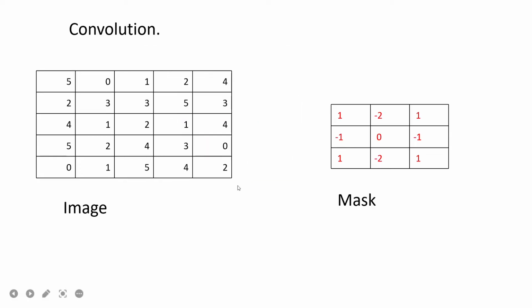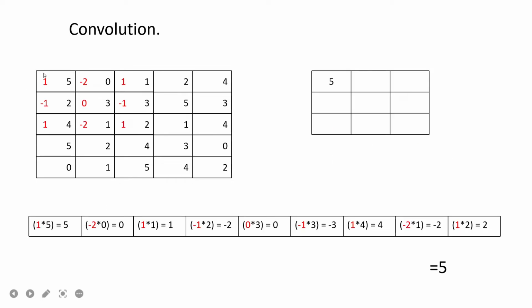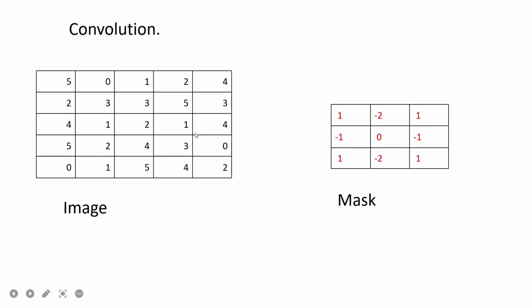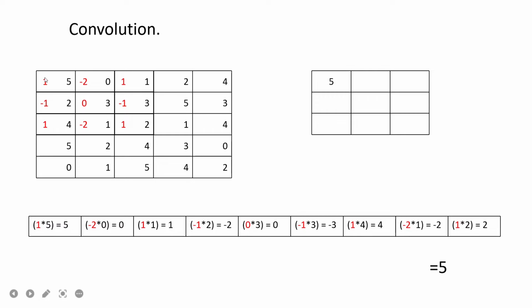In this case, this will be our image, 5 cross 5, and this is going to be our mask. Mask or kernel, you can use either. As I told you, the mask will be overlapped over here in the first position. It will take 3 cross 3, this much. It will take the value of the mask and multiply it with the corresponding value of the image at that position. If you see the red values, these are the mask values: 1, minus 2, 1, minus 1, 0, minus 1, 1, minus 2, 1. You can see these are the same values here, and these values are the image. So what it will do is pointwise multiplication.